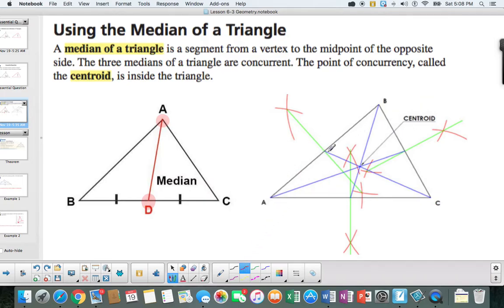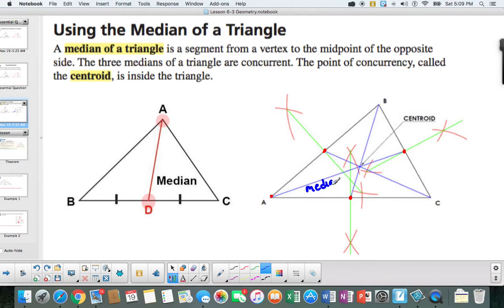Okay, now let's take a look at this midpoint, and this is also a midpoint, and this is also a midpoint. These are all created by the perpendicular bisector. When we connect the vertex to that midpoint, this blue line is called a median. So the three blue line segments are all called medians.